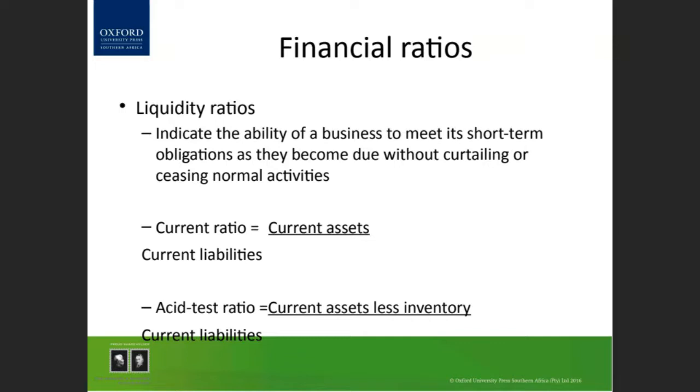So for the liquidity ratios, we have what is known as the current ratio. I see on my slides they are looking funny, so it's also important to go back to your textbook. The current ratio is basically calculated as current assets divided by current liabilities. So you add all your current assets and you divide them by your current liabilities.